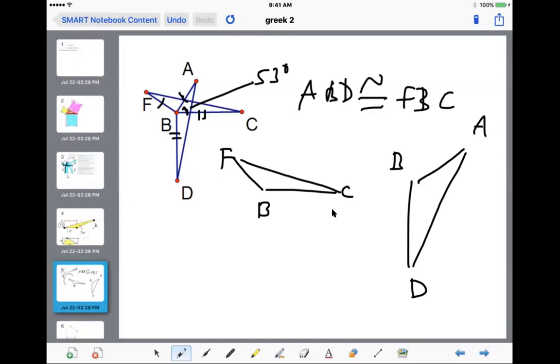So we've established that these are equal because they're part of the same square, and that these are equal because they're part of the same square. What can you say about this obtuse angle here? Anyone know what the measure of that obtuse angle is? Look at it over here. That's a hint for you. FBC.